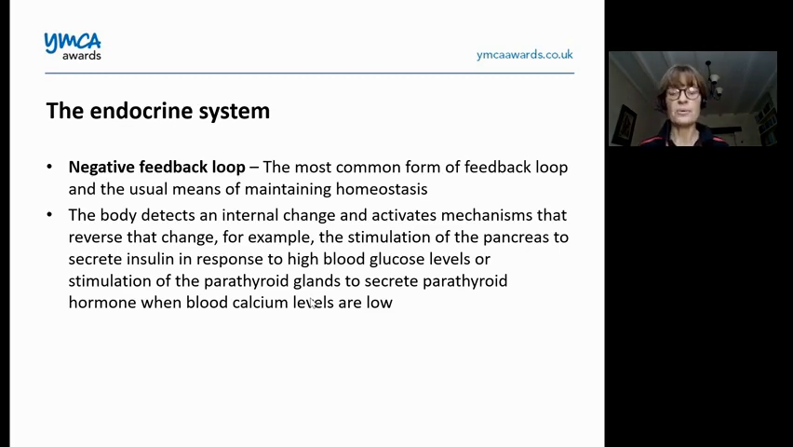Another example is the parathyroid gland, which secretes parathyroid hormone. This is stimulated when there's a change in blood calcium levels, normally when blood calcium levels are too low. The parathyroid hormone then has the effect of releasing more calcium into the blood. So those are our negative feedback loops, the more common ways of maintaining homeostasis via the endocrine system.